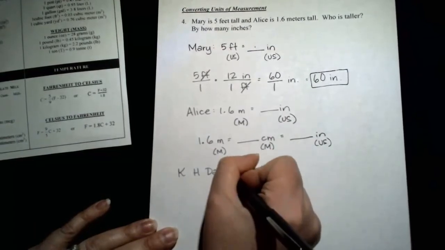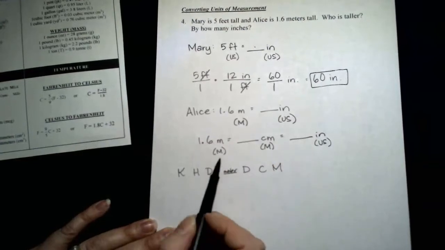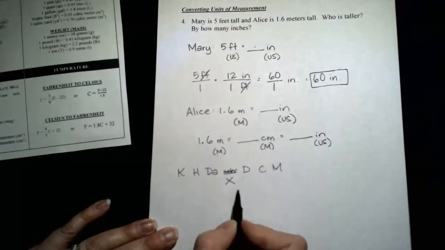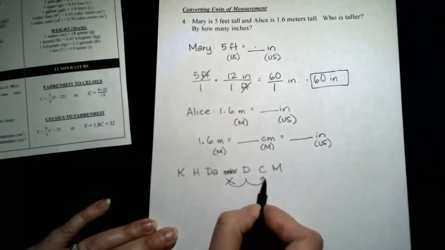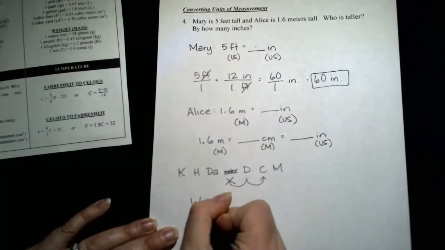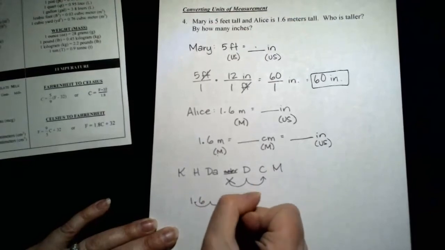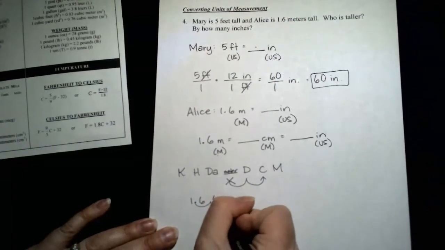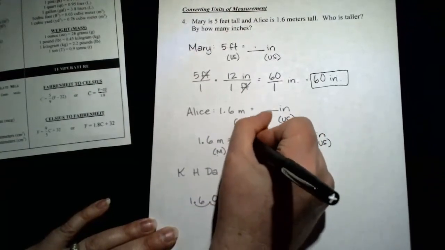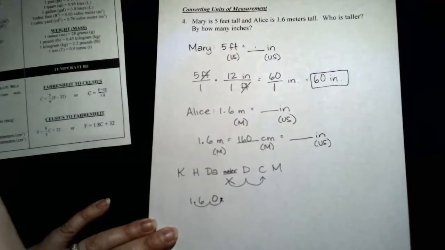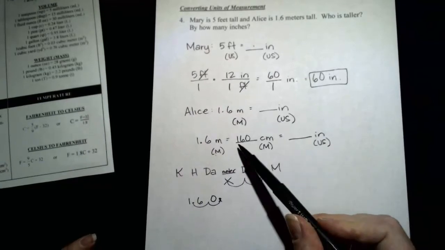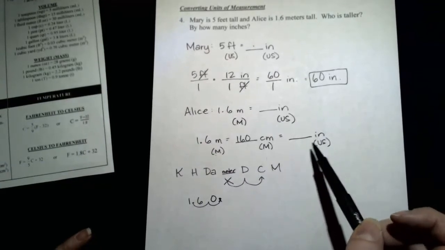The base unit in this case is the meter, which is where you start. We're trying to go to the centimeter, which is 2 places to the right. So I'm going to move my decimal 2 places to the right. And it's now here, which means I need to fill this in with a 0. So 1.6 meters is the same as 160 centimeters. Okay, so now that I have the centimeters, now I can get to inches.